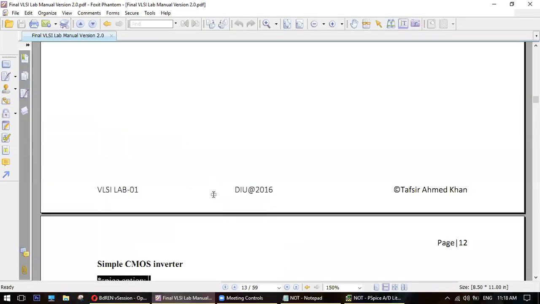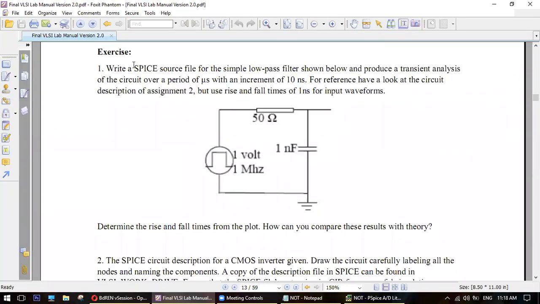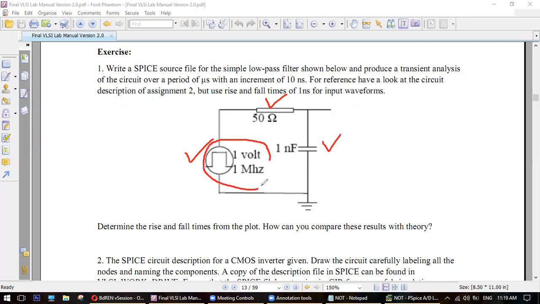Now we want to simulate. We will try to write a SPICE source file for this circuit. Here, this is a low pass filter. Only 3 elements are here. One element is your input, one element is your resistor, one element is your capacitor. This source is a 1 volt source, and it has a 1 megahertz frequency pulse. So this is the pulse. We will try to simulate the graph.